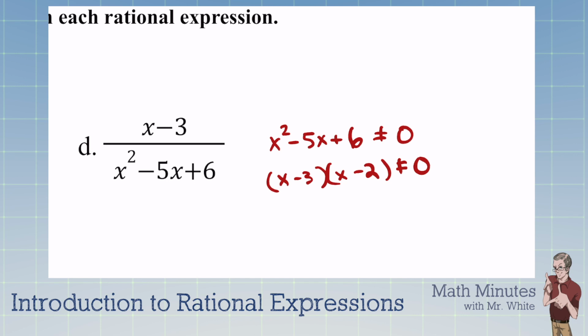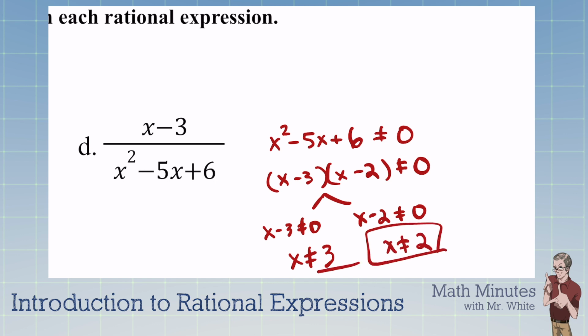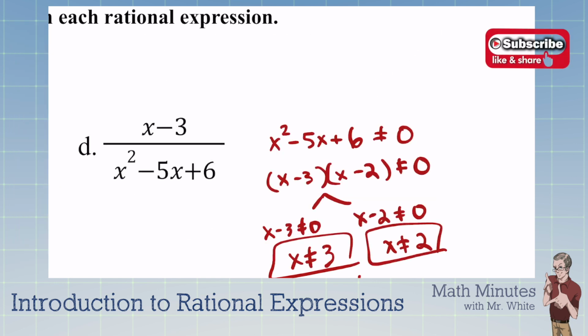So then, remember how we did this? We split it off. X minus 3 is not allowed to be 0. X minus 2 is not allowed to be 0. So x is never allowed to be 3. That's called an excluded value. And x is never allowed to be 2. That's the other excluded value. So here are the 2 excluded values. And we found those by setting the denominator equal to 0. Do you notice that we never needed to worry about that numerator?